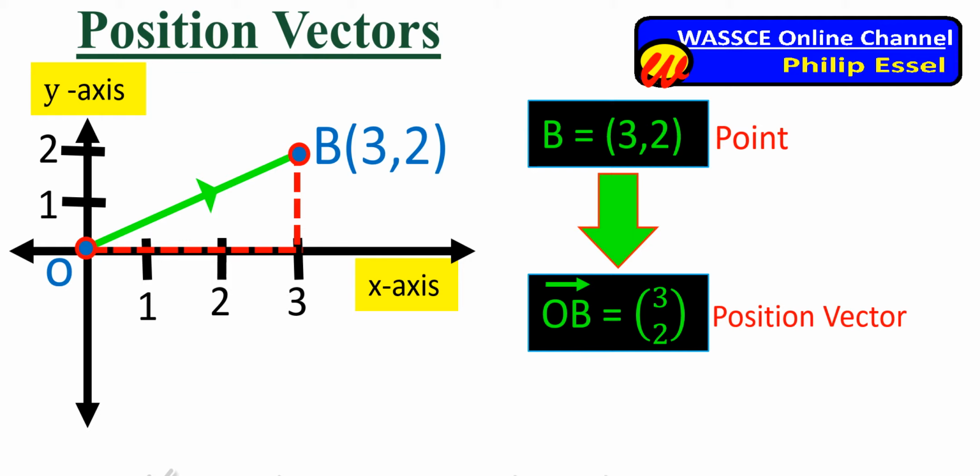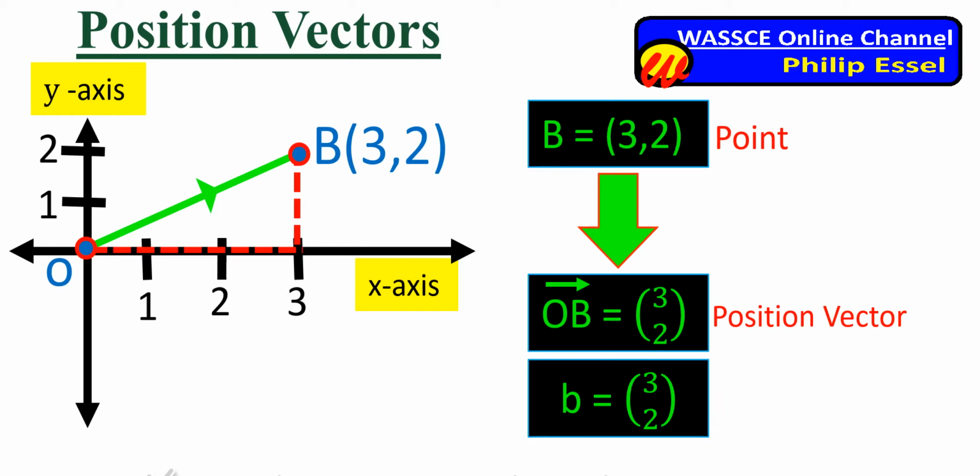The other thing I'll need you to remember is this. Sometimes, instead of writing, let's say, OB to represent the position vector of the point B, we would rather use a small letter to represent it. So you will not say OB, but you rather say b. And remember, the b is a small letter. And that will be another way of representing the position vector OB.